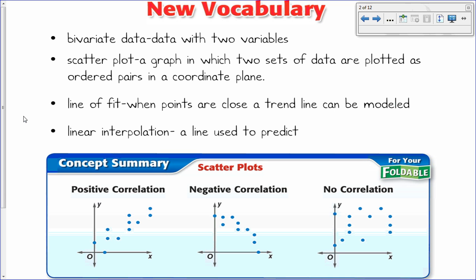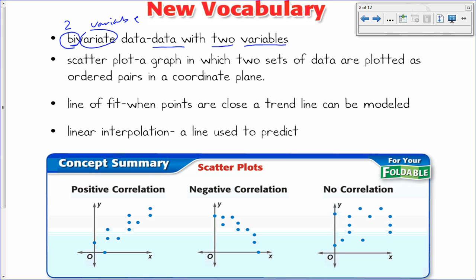All right. First word, bivariate. What's bi mean? Two. Very good. It's like bicycle means two. What's variate mean? In this case, it means variable. Good. Hence the definition, data that has what? Two variables. Good. Data that has two variables.